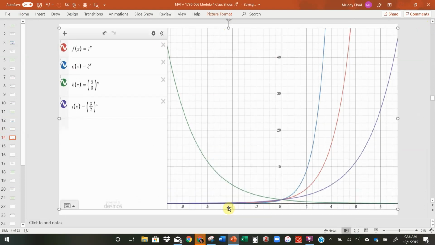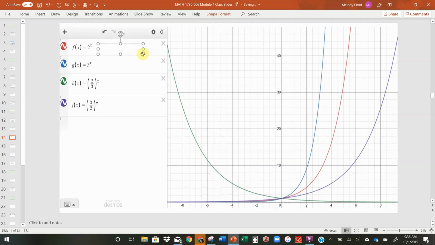All right, so with these four functions, what are some things that we can notice here? When we had 2 to the x, we know that it grows. This is exponential growth. But when we changed it from 2 to the x to 3 to the x, what we end up with is faster exponential growth. Because now instead of doubling every output, we are tripling every output, which means it's going to rise much more quickly.